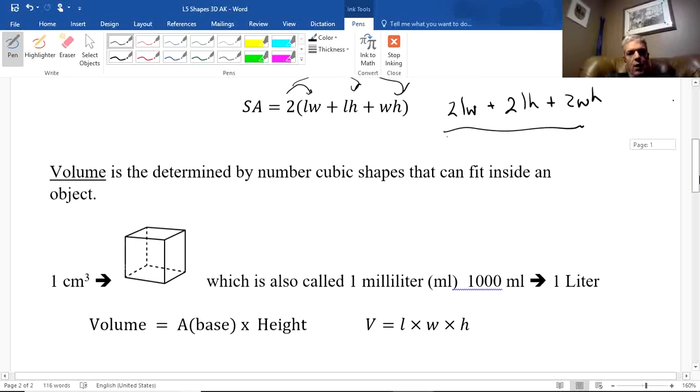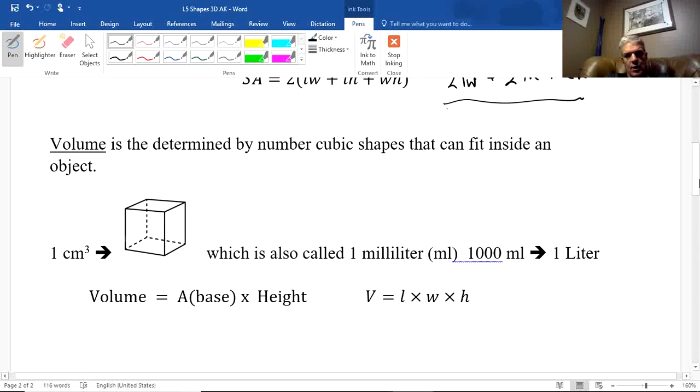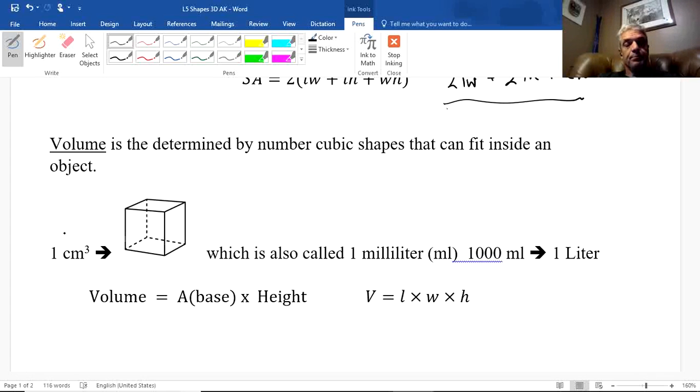Now, volume is a little different. Volume is determined by the number of cubic shapes that can fit inside an object. The most common one is a cubic centimeter, although I don't want you to think that that's the only one. There's cubic meters, there's cubic feet as well. Yards, cubic yards is used for concrete.